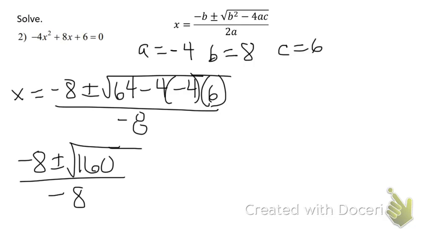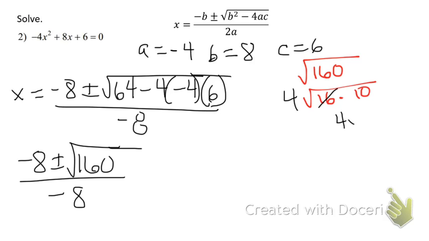So now let me think. 160, can I break that down? Are there two numbers you can multiply together to get 160, and one of them is a perfect square? And since it ends in a 0, the first thing I think about is 10. So 16 times 10 would definitely work, and that's the easiest way to do it as well. So the square root of 160 can be rewritten as the square root of 16 times 10. The square root of 16 is 4, so now I have 4 root 10.